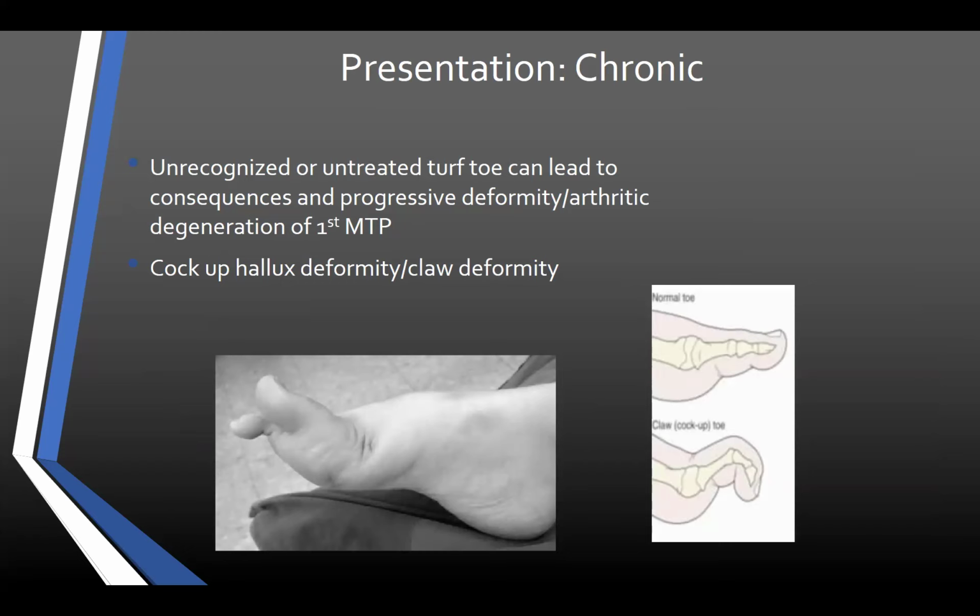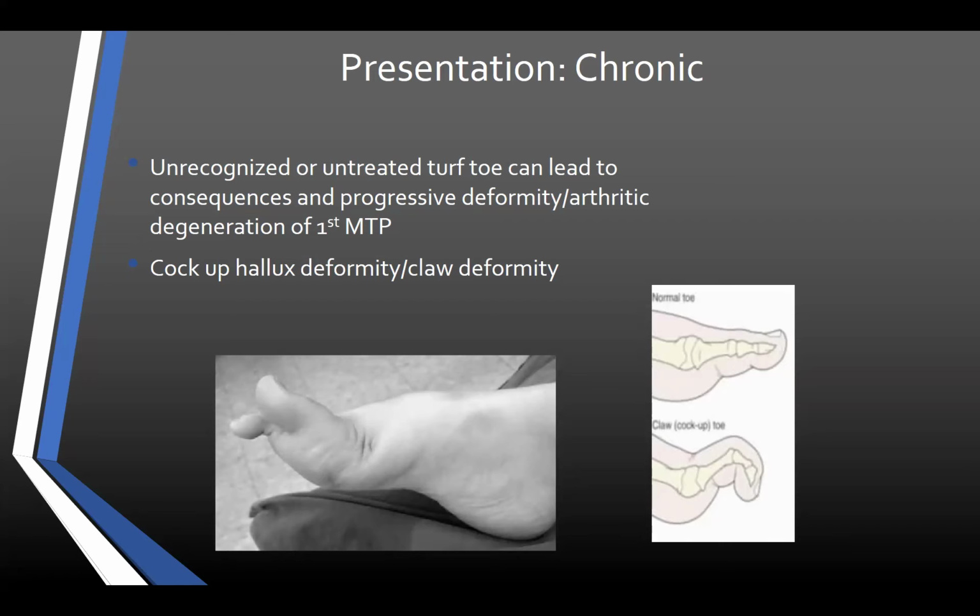So if turf toe goes untreated, there are a lot of progressive consequences that can develop: progressive arthritic toe or hallux rigidus. They can develop a more progressive bunion or hallux valgus. But we will talk a little bit later about a specific case where the injury causes a much more acutely progressive hallux valgus, which we'll go into in the talk discussion.